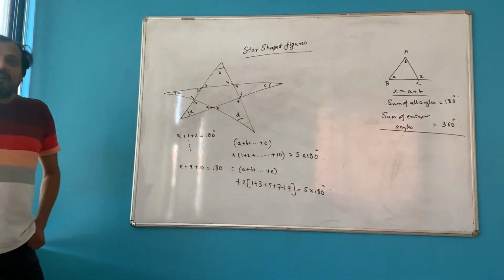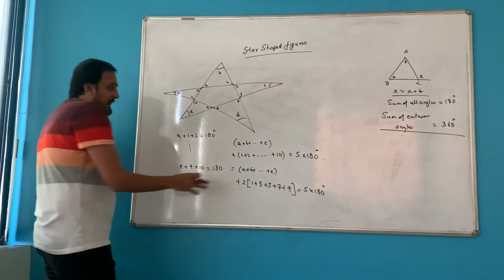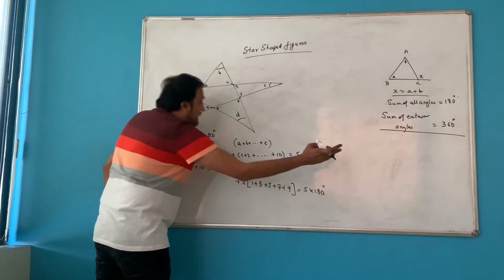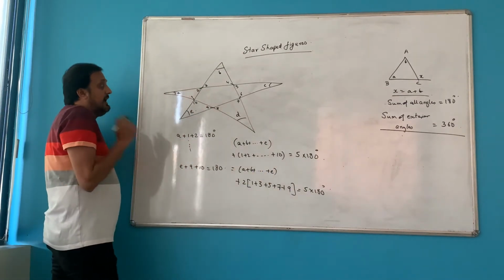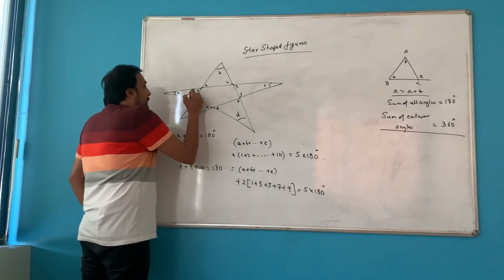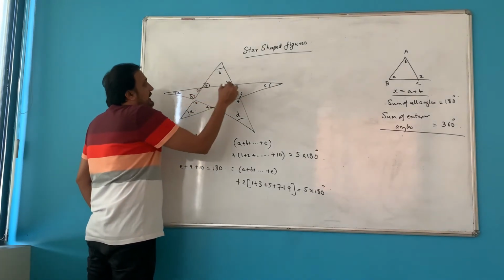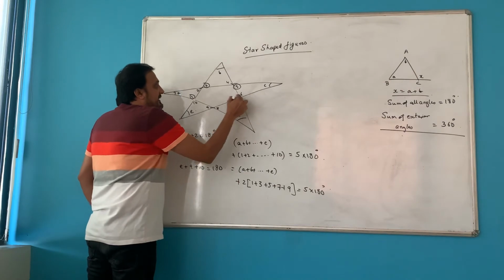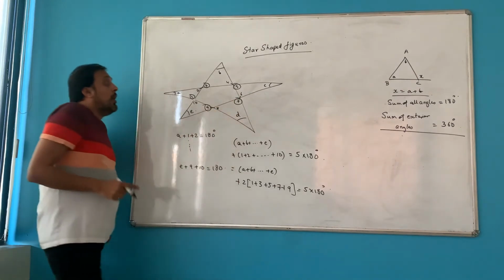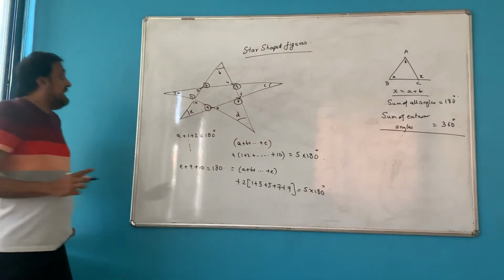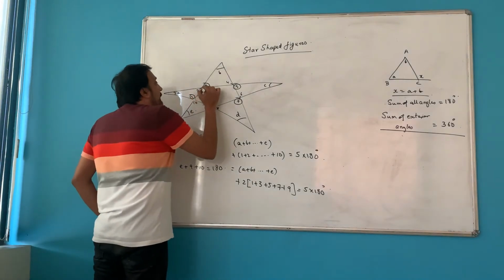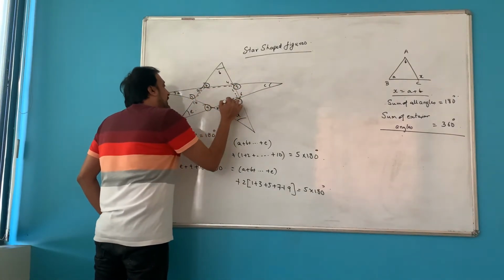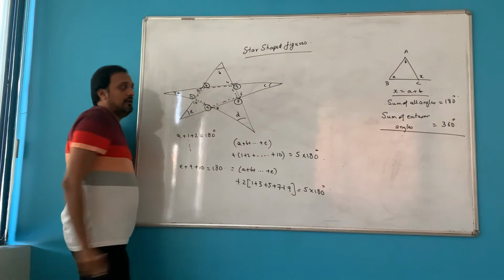Nine would be equal to 180 degrees. Okay, that is what will happen. This will be equal to 5 into 180 degrees. Again, let's check. 1, 3, 5, 7, 9. All of them are exterior angles of this particular polygon.